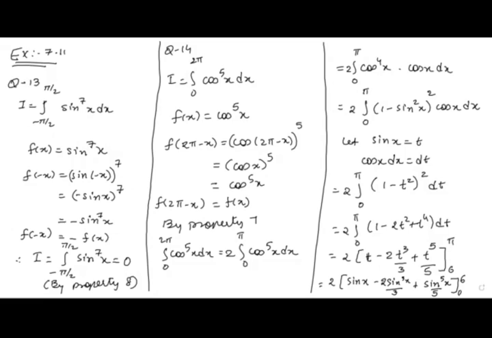The limits are 0 to pi, not 6. This is 0 to pi. Let's rub this column and we'll continue.